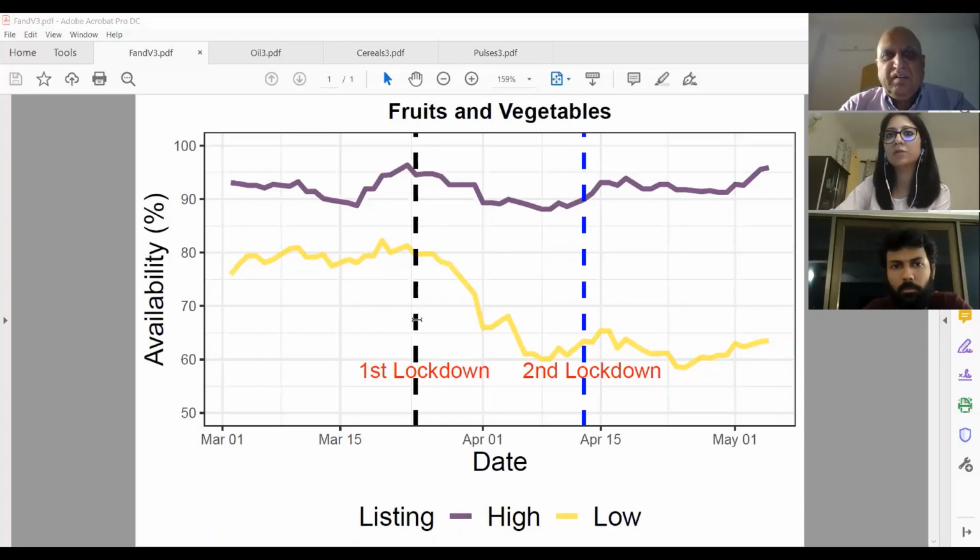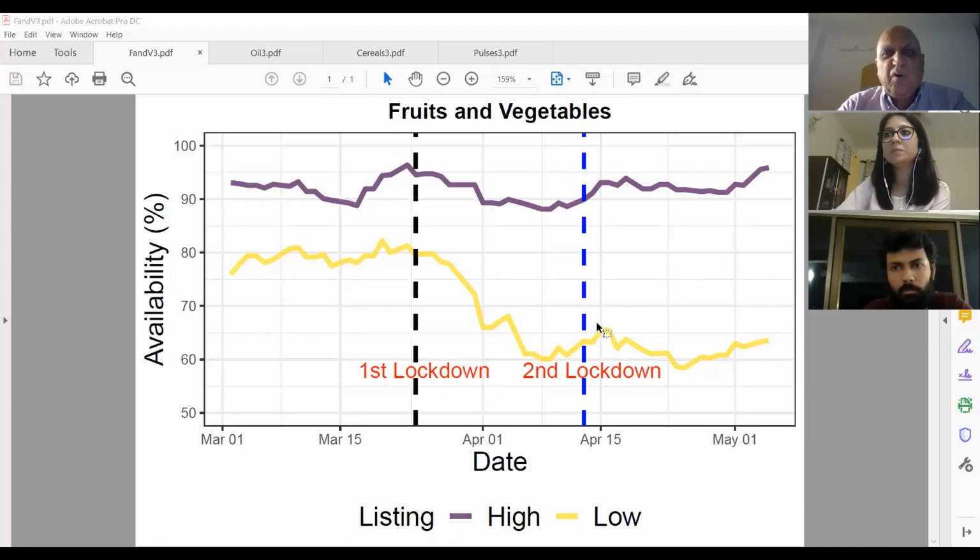As we enter into the first lockdown period, there is a drastic fall in the availability of commodities amongst these fruits and vegetables who had a low listing to begin with. So commodities which had a low supply chain or a less robust supply chain to begin with show the steep fall, and it persists. Even after the second lockdown starts, they really haven't recovered. They haven't really started going back.